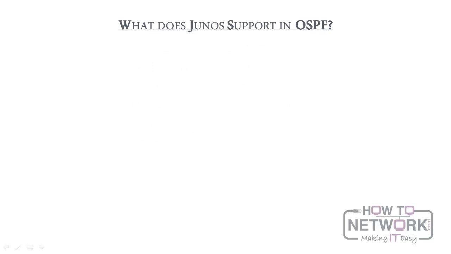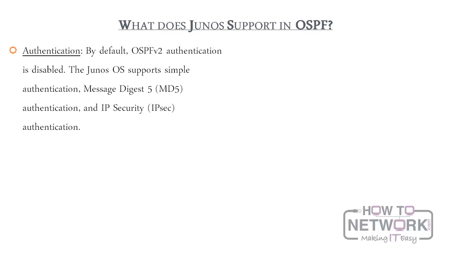Now let's talk a little bit about what Junos supports as far as OSPF. OSPF version 2 and version 3 are supported, but the support of OSPF version 3 is limited and restricted to specific devices. Here are a few other supported features. Authentication. By default, OSPF version 2 authentication is disabled. The Junos OS supports simple authentication, message digest 5 or MD5 authentication, and IP security IPsec authentication.